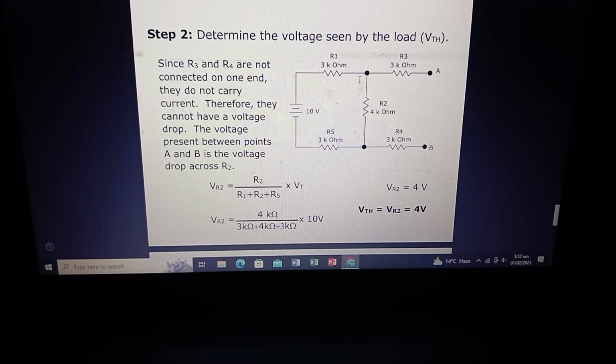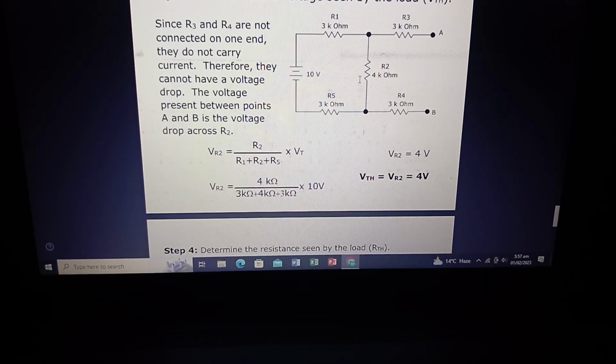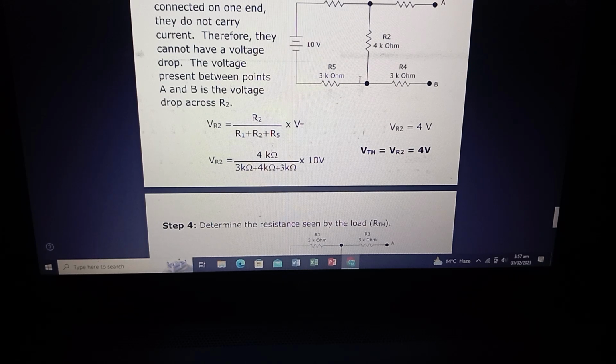Here, VR2 is equal to R2 over the sum of the three resistors, multiplied by V Thevenin or V total. VR2 is equal to 4 volt and VR2 is also equal to V Thevenin. So the value of V Thevenin is 4 volt.